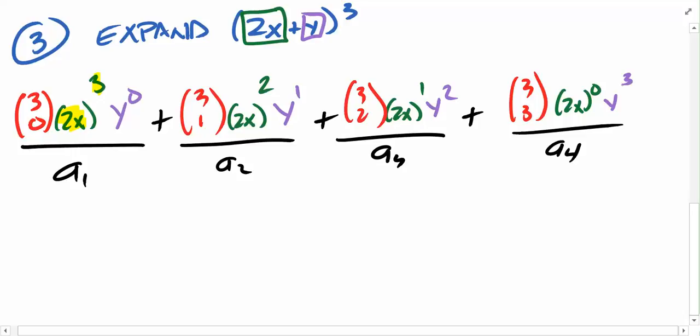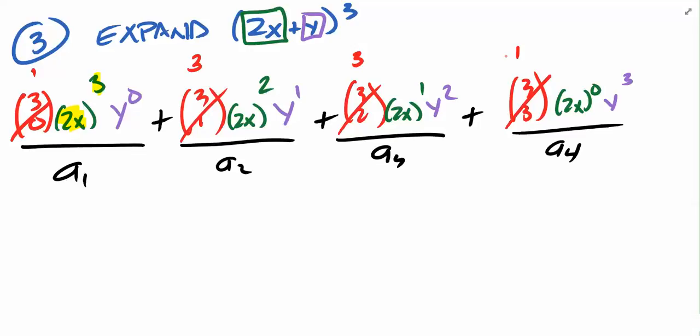We know that 3 choose 0 is the value of 1. We know that 3 choose 1 is a value of 3. We know that 3 choose 2 is a value of also 3. Very good. And we know that 3 choose 3 is a value of 1. So you can go ahead and do those ahead of time if you know them from Pascal's triangle, or you can simply use your calculator. Choice is yours. Okay?